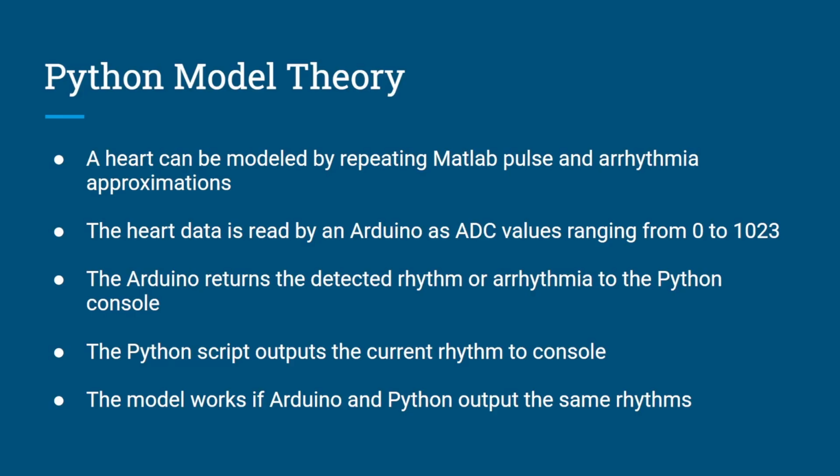So I decided that the heart can be modeled by repeating the same MATLAB pulses and arrhythmia approximations I made earlier, and that I can send that heart rate data to the Arduino as ADC values ranging from 0 to 1023. Then I can have the Arduino return the detected rhythm to my Python console, and have the Python script output the current rhythm to the console so the two can compare, and we can see if we actually got the right value. Then I can verify that this works if they both output the same rhythms.